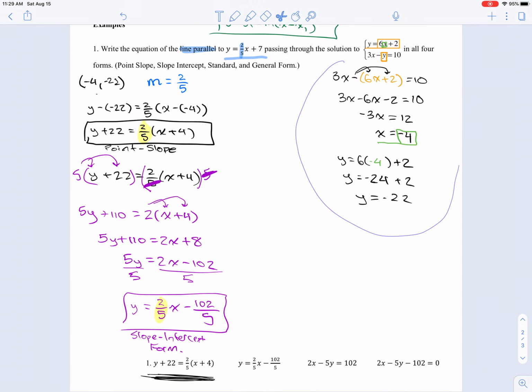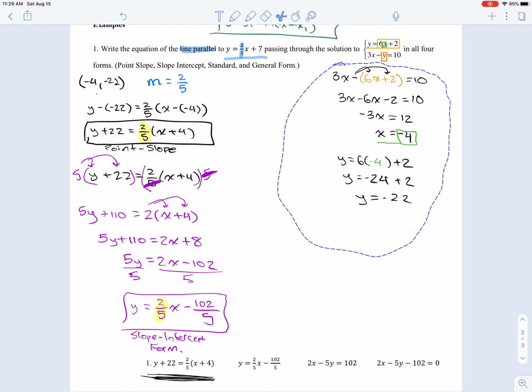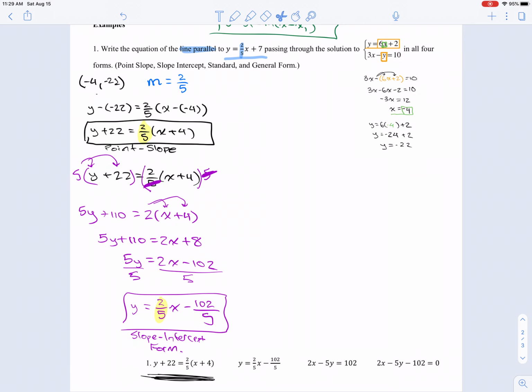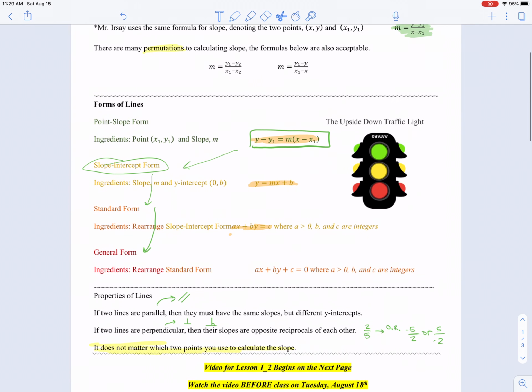I'm going to minimize this work here. I'm almost done, but my handwriting on Notability is not quite as good as it is by hand. So let me see if I can shrink this down. Okay. There we go.